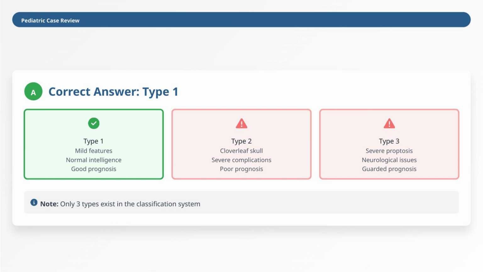The correct answer is A. Pfeiffer syndrome type 1 represents the mildest form with the best prognosis and typically normal intelligence. Type 2 features a cloverleaf skull deformity with severe complications. Type 3 presents with severe ocular ptosis and neurological problems. Only 3 types exist in the classification system. Type 1 patients often lead near normal lives with appropriate surgical intervention.